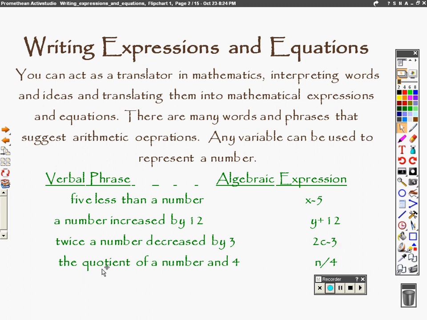The quotient of a number and 4. Well, for this we have to remember that quotient is the answer to a division problem. Another key piece is when they give you a quotient problem, the first number is your numerator and the second piece is your denominator. We write this as n over 4. I will give you a moment to copy these examples in your notes now.